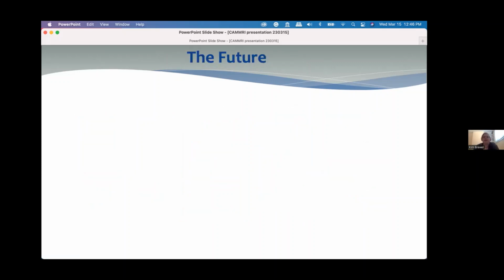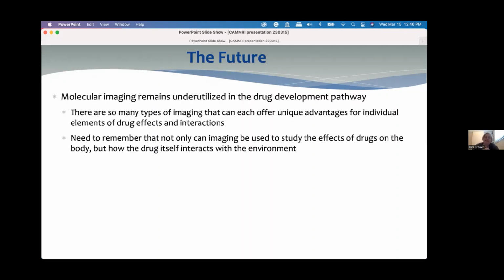So where are we going in the future with this? Because I've touched very briefly on each of these. I think in particular, molecular imaging is really underutilized in the drug development pathway. So there are so many types of imaging. Obviously, we're all MR people. But we can just learn so much, and they have such advantages for individual elements of drug effects and interactions. And being able to monitor longitudinal effects is just so crucial. And we can study not only the effects of the drug on the body, but also how the drug itself interacts with the environment, whether it be the tumor or the body as a whole.